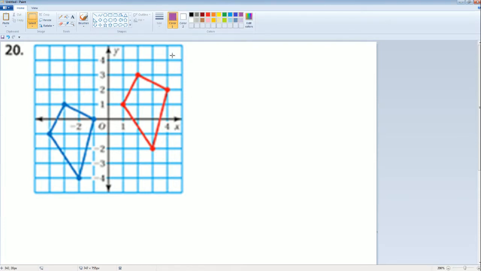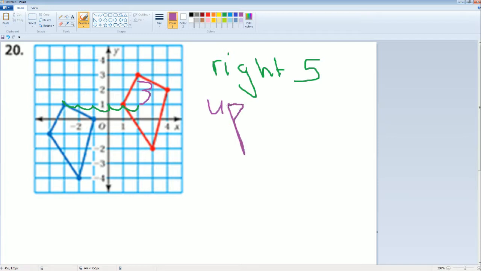Okay. So here, what happened here? Looks like I'm going from here to here. So let's do the x direction first. So 1, 2, 3, 4, 5. So x went to the right. How many times? I went 1, 2, 3, 4, 5. I went right 5 times. Then how many did I go up? 1, 2. So I went up 2. Okay? This process, right?